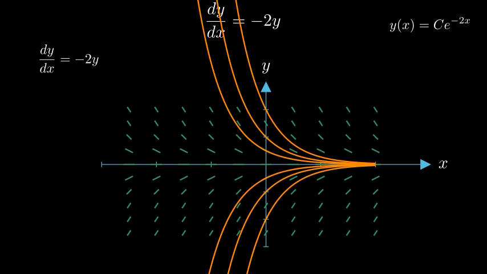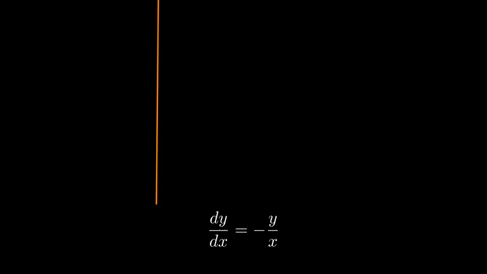Now let's examine our second example, dy/dx = -y/x. This is another separable equation, but here the slope at any point (x, y) depends on the ratio of y to x. Let's create the direction field for this equation.